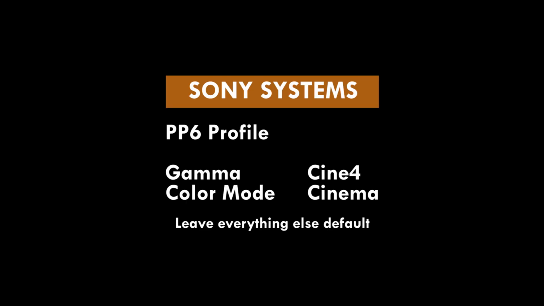For Sony, I use PP6, change the gamma to Cine 4, and change the color tone to cinema. And that's it. From testing all other picture profiles, this is the closest I can get Canon to Sony footage. Sony footage can look a little bit less contrasty than the Canon footage, but that's just because Sony has much more dynamic range than Canon footage, so a little bit of color correction is needed.